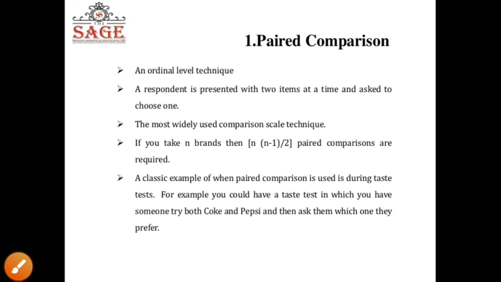Paired comparison, an ordinal level technique. A respondent is presented with two items at a time and asked to choose one. The most widely used comparison scaling technique is the paired comparison. If you take n brands, then n(n-1)/2 paired comparisons are required. A classical example of when paired comparison is used is during a taste test. Which one is better than the other?